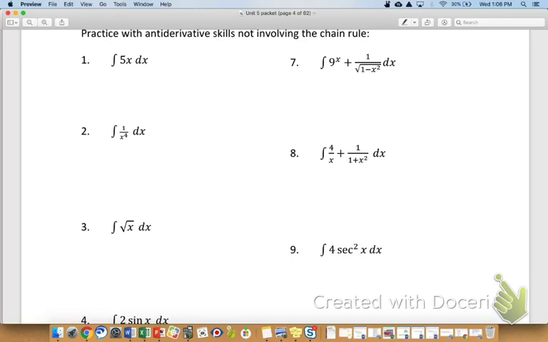So the first one, I noticed that 5 is a constant multiple, right? It's a 5 times some variable expression. So the first thing I could do here is write 5 antiderivative of x dx. Just get that right outside the antiderivative. Sometimes this is super key. Sometimes it's not going to seem like it matters that much. Others, it's going to be a big deal.